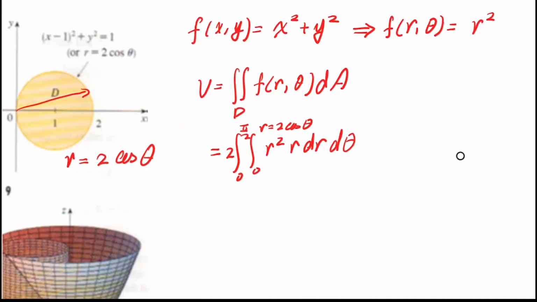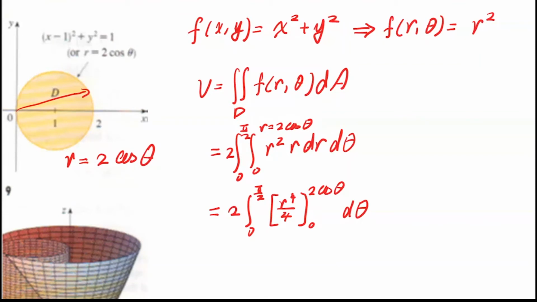Okay, now we can integrate. So this is equal to 2 times the integral from 0 to pi over 2. And this is r cubed, so this is r to the fourth over 4. And then r will start from 0. I'll just write it down. I think you guys know what we mean by dropping r, right? Like that, and d theta. Good? Say yes.